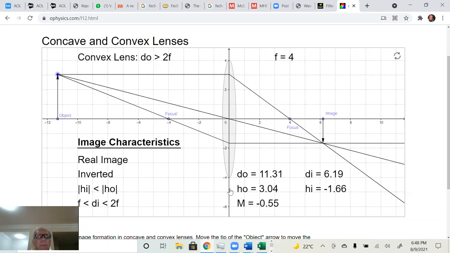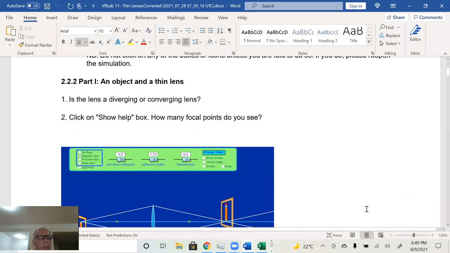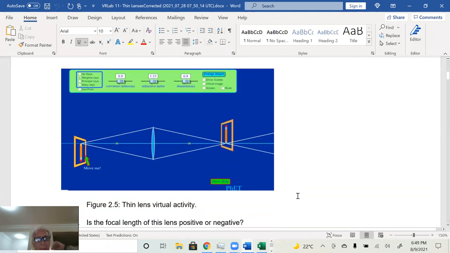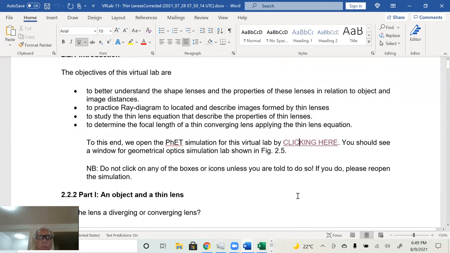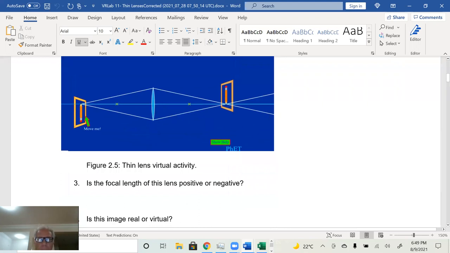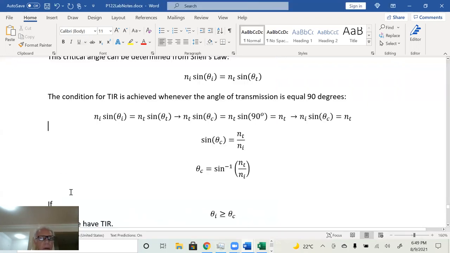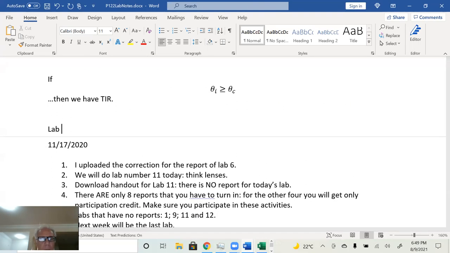So we're going to use this in conjunction with the virtual lab right here. We're going to use converging lenses. So here you go. Lab notes right in here. So the next one is lab 11, lenses.